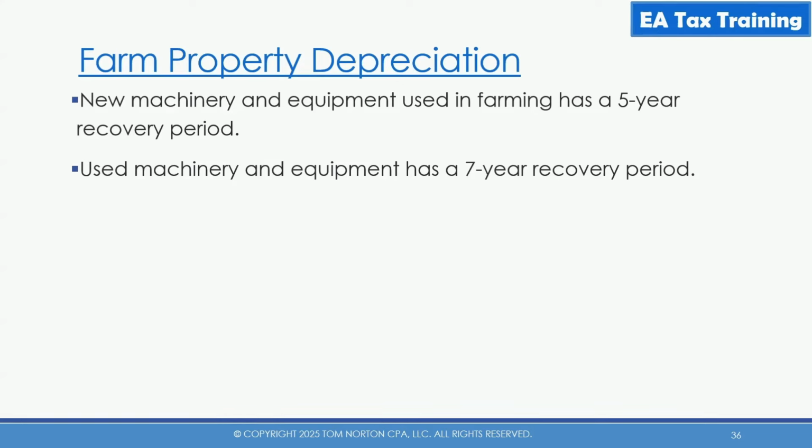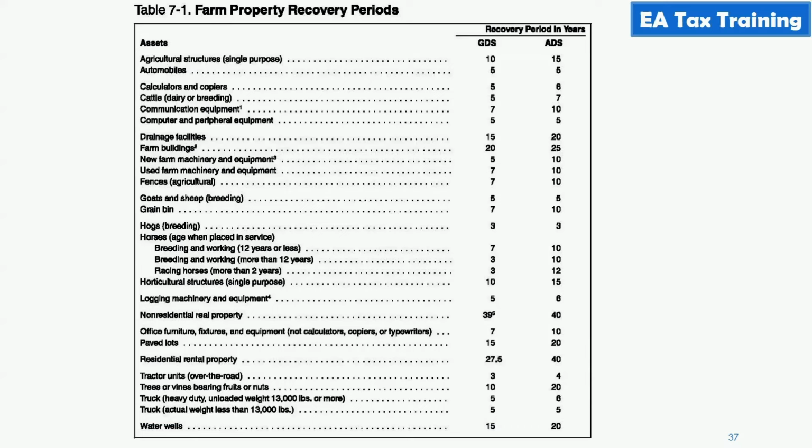So remember, for MACRS depreciation, we don't use useful life, we use recovery period, the number of years over which you can depreciate and deduct the cost of that asset. So, what Congress has decided is that new machines have a shorter recovery period than used machines. Likely that's because they are trying to encourage farmers to buy new equipment to help to spur the economy. But in any case, you do want to know for the exam this distinction, the 5 years versus the 7 years. And here is a chart of various assets in the farm.